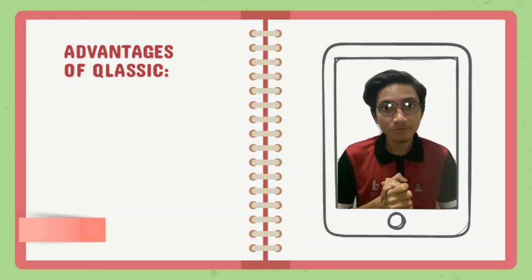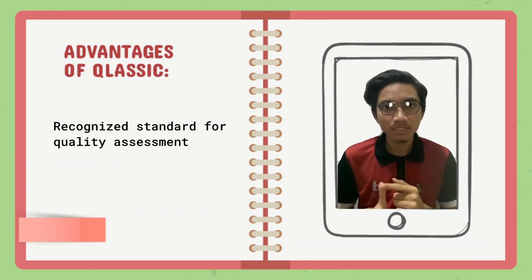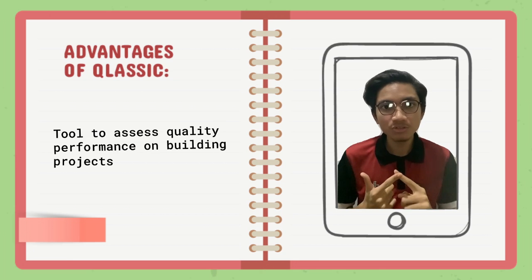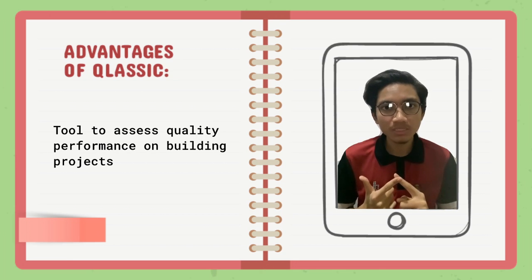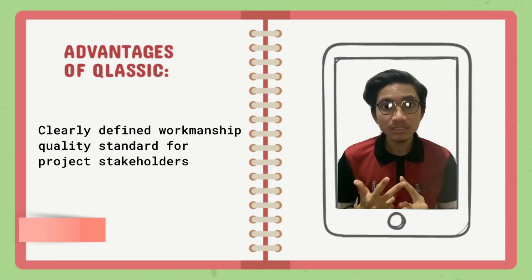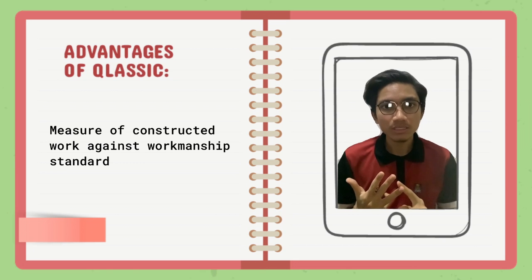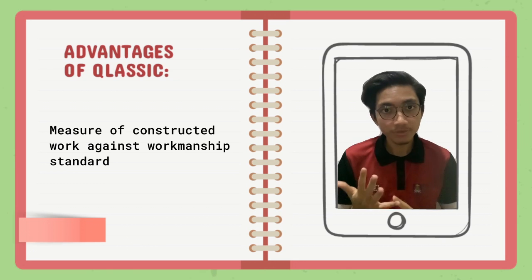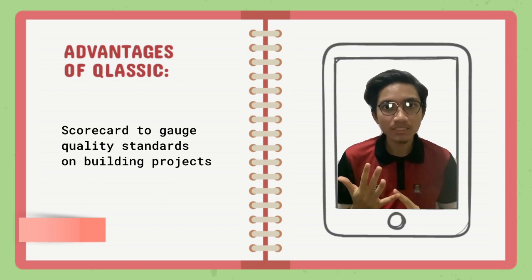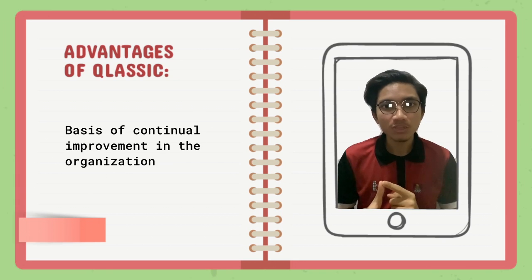The advantages of implementing QLASSIC to property developers and contractors are as follows. First, recognized standard for quality assessment. Second, tool to assess quality performance on building projects. Third, clearly define workmanship quality standard for project stakeholders. Fourth, measure of constructed work against workmanship standard. Fifth, scorecard to gauge quality standards on building projects. And last, basis of continual improvement in the organization.